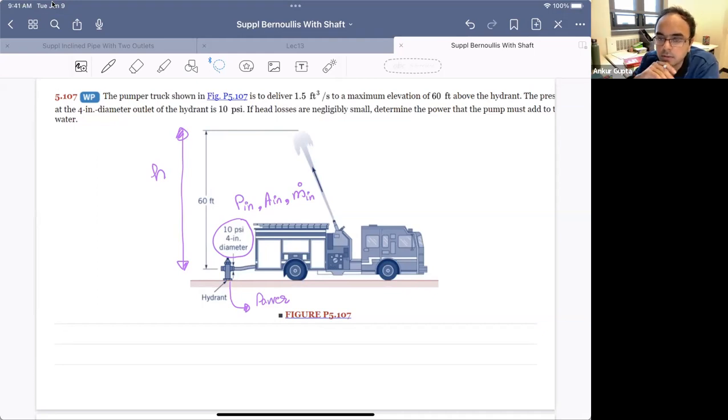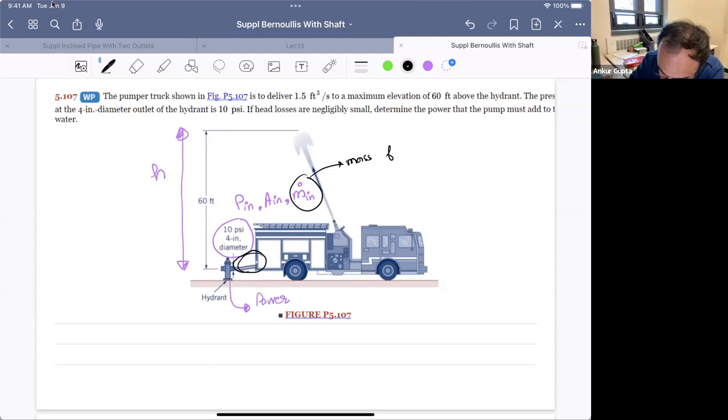So what you see on the screen is essentially a system where we are applying a pressure through this pump here, which is taking in a fluid and then throwing it up with some height h. Okay, so there's some inlet pressure, some inlet area, some mass flow rate, m dot n, and what we've been asked to find is how much power I need to put in. So I've been asked to find the power that the pump must add to put the water that high.